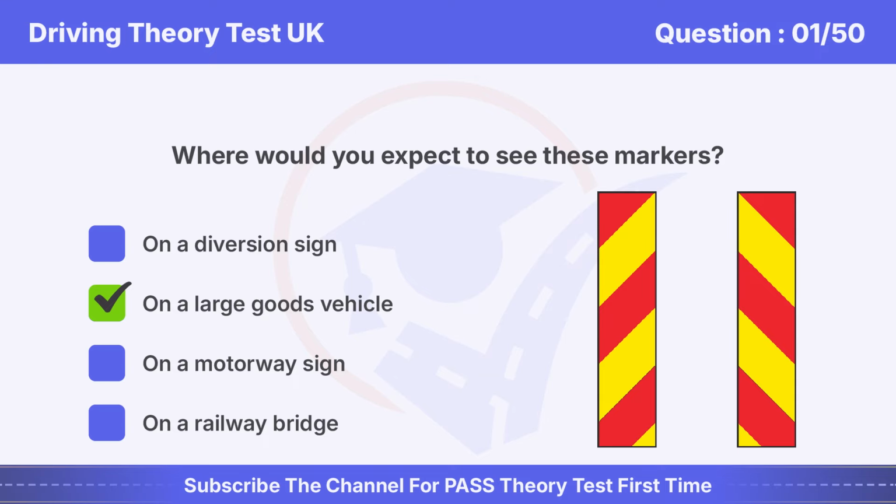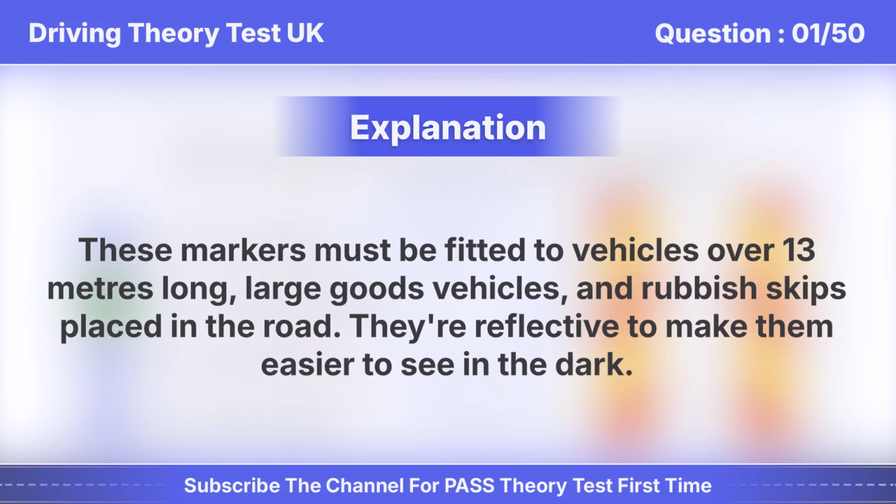Answer is B. On a large goods vehicle. These markers must be fitted to vehicles over 13 meters long, large goods vehicles, and rubbish skips placed in the road. They're reflective to make them easier to see in the dark.